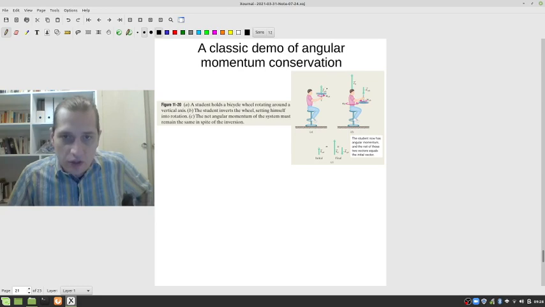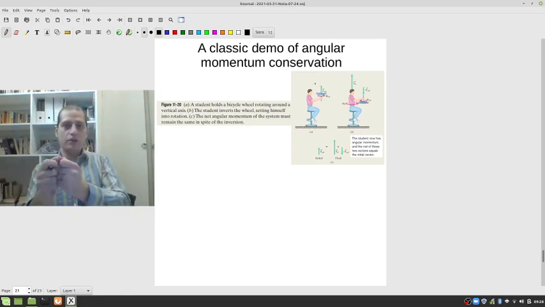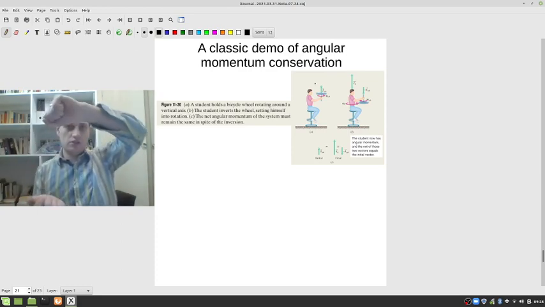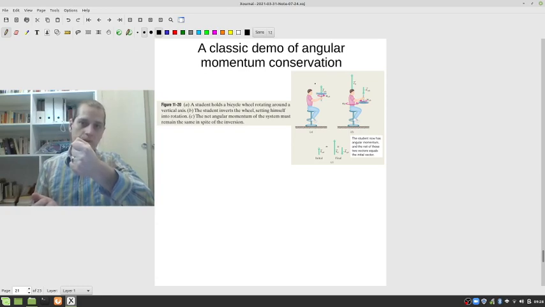Now, you can have momentum conservation in this case without really changing the moment of inertia. You're not changing the distribution. What he does is he takes this spinning wheel and he applies a force to turn the wheel over.